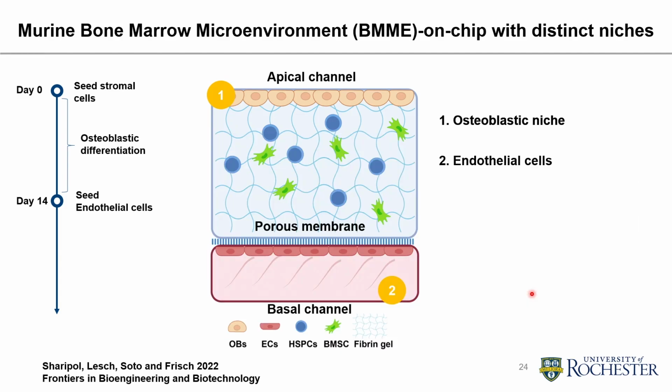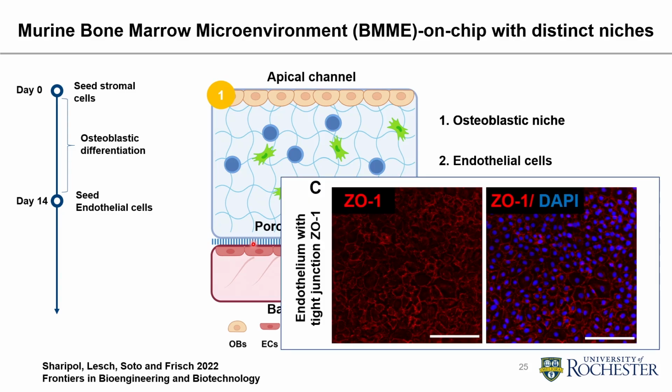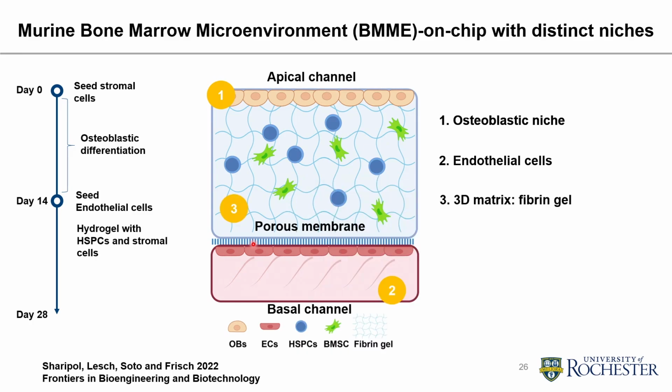After that, we wanted to generate the vascular mimic. So we seeded endothelial cells in the bottom channel of the chip. These form a monolayer, shown by tight junction formation with ZO-1. The third component is the fibrin hydrogel to provide a 3D matrix. Within this 3D hydrogel, we encapsulated more stromal cells that are known to support the blood stem cells. And then we also encapsulated blood stem cells that we sorted from mouse.